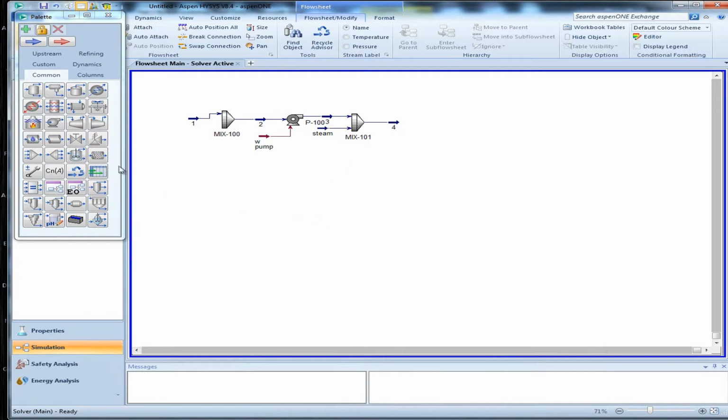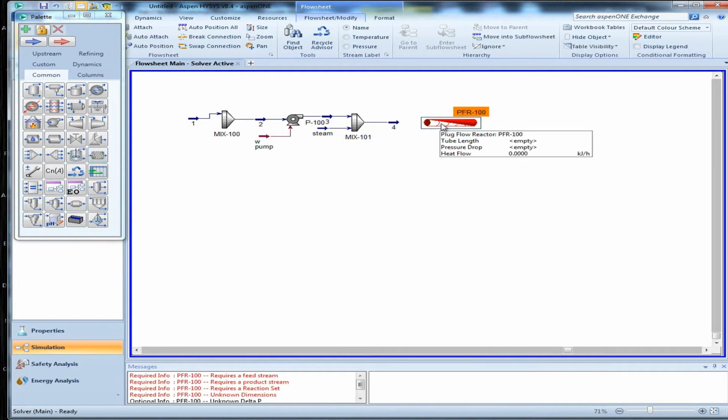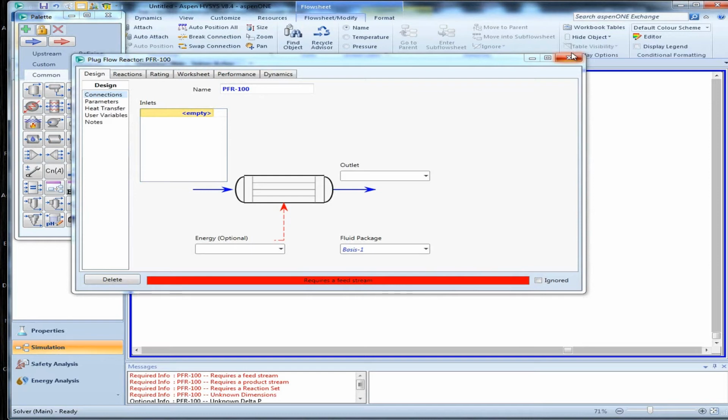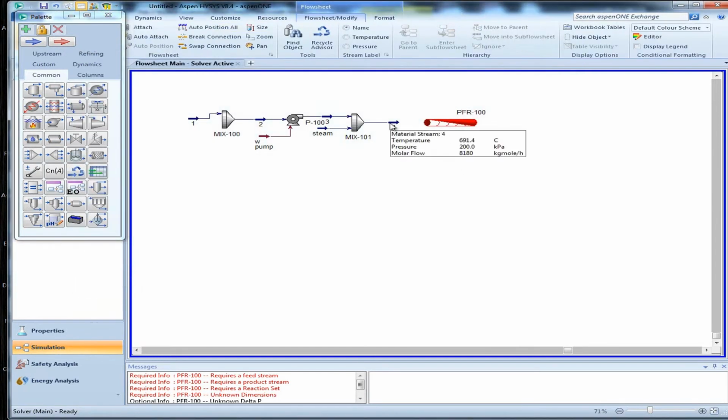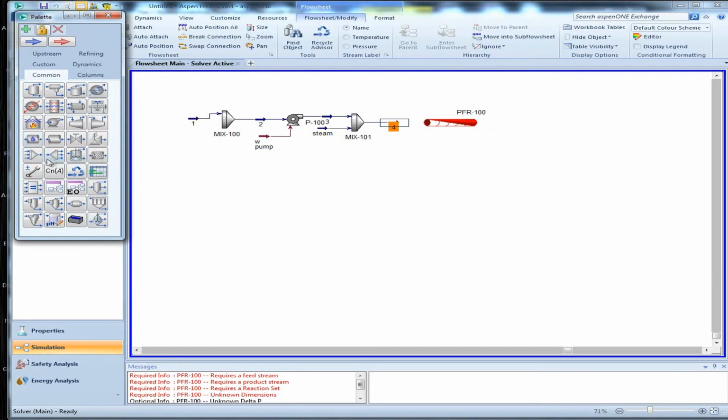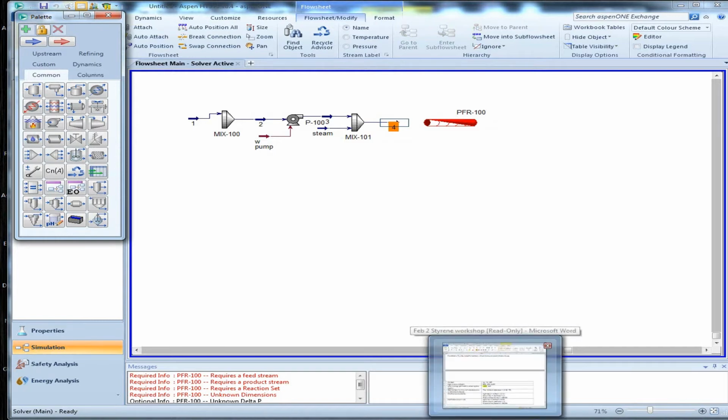Okay, we now can put that to the reactor. Before doing that, let's check. Now the phase is gas, it is a gas phase. So we probably should not use a CSTR in this system.